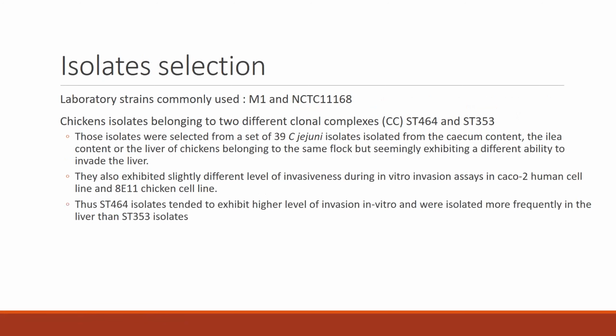So we performed an in vivo experiment in chicken broilers. We used various strains: two common laboratory strains as a control, but also some chicken isolates that belong to two clonal complexes, ST354 and ST353. Those isolates were previously isolated from the same flock, from the ceca, villi, and the liver of chicken. Interestingly, the 464 isolate seems to be more frequently isolated from the liver and also exhibited a slightly higher invasion level in vitro. So that is why we wanted to test them.